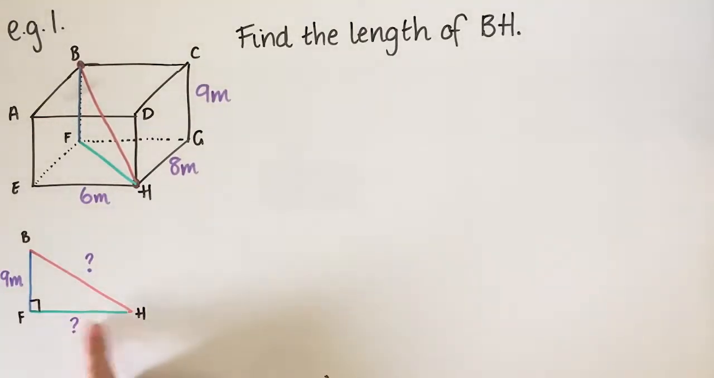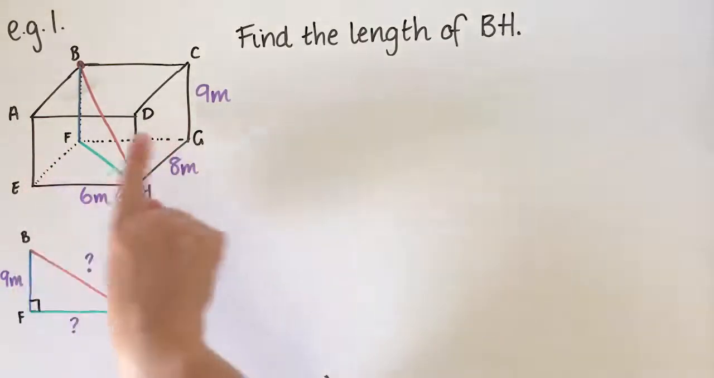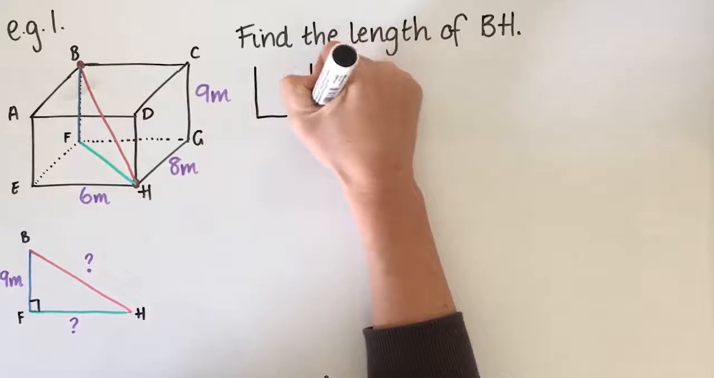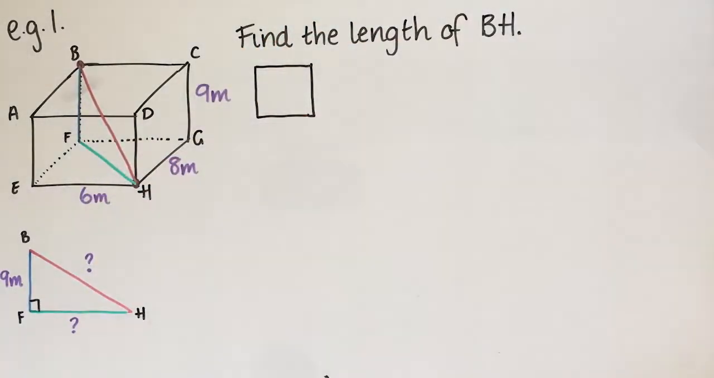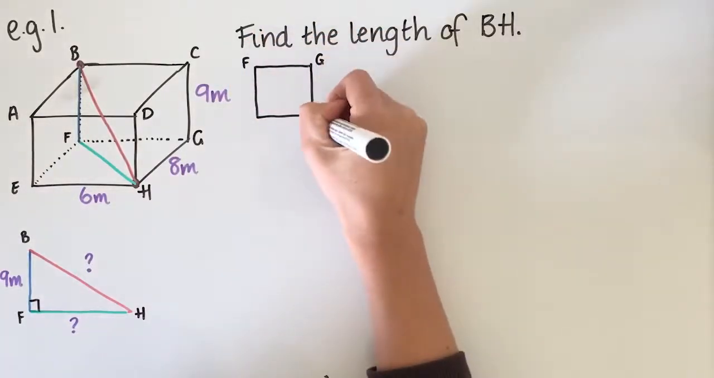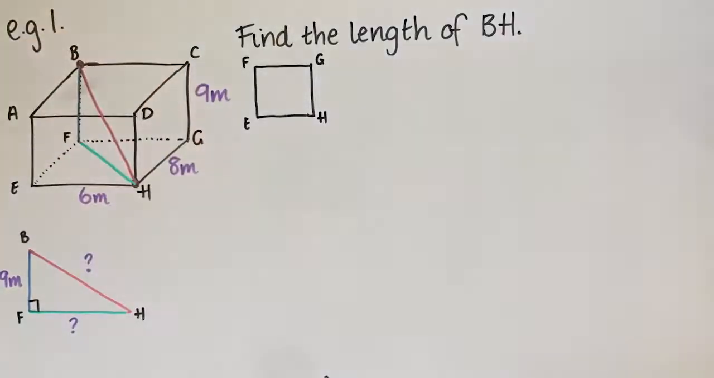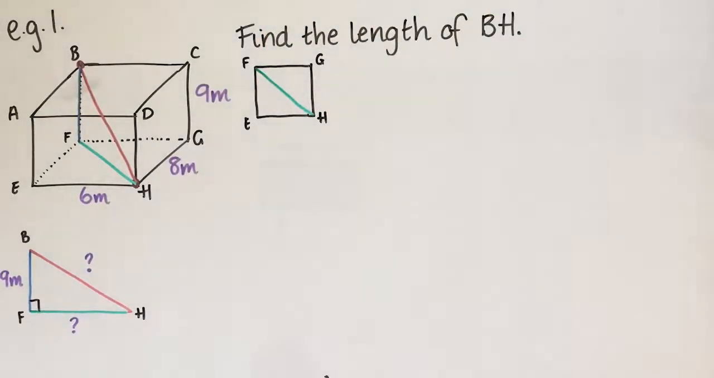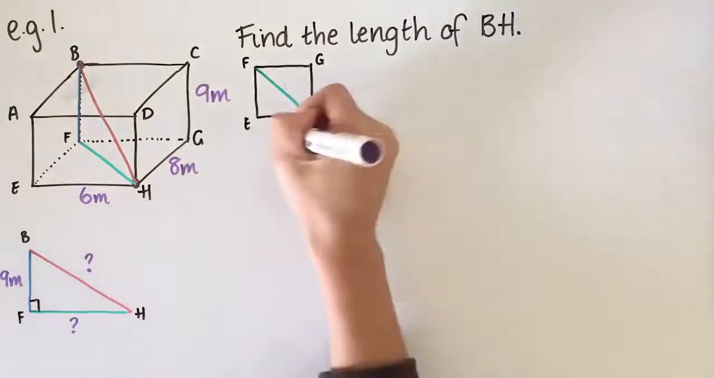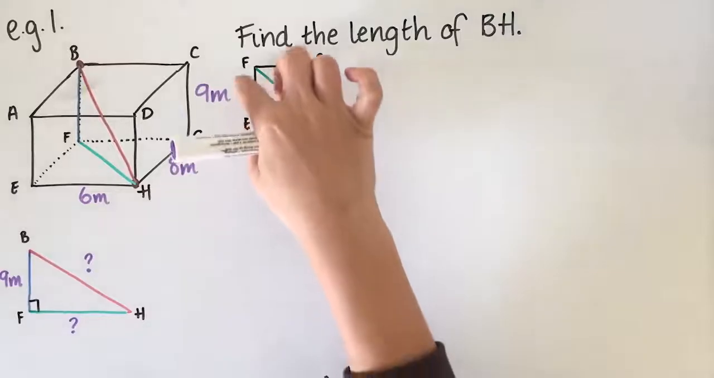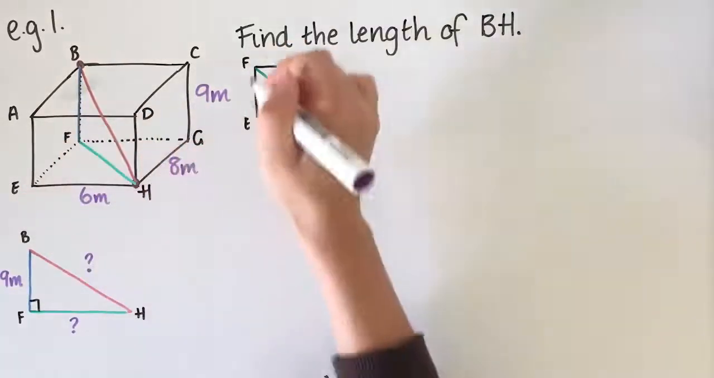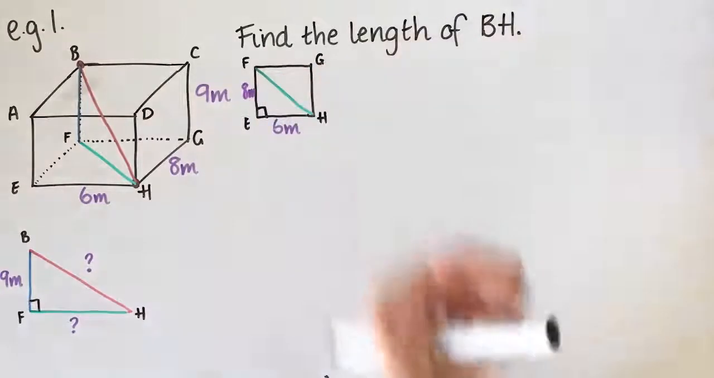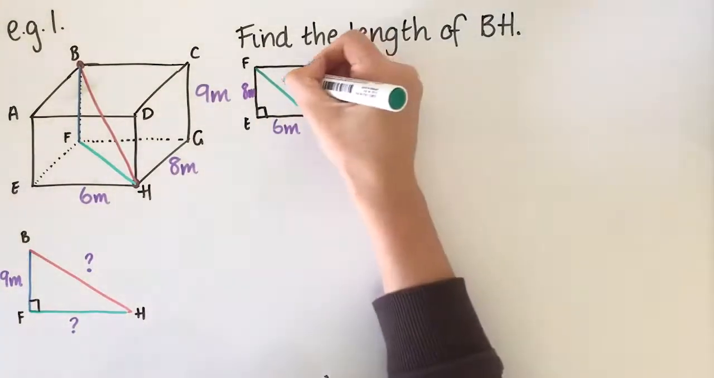So in order to be able to find out what this green side is, I actually need to look at the base of this rectangular prism. So if I look at the base of my rectangular prism, the base of my rectangular prism is like this. So I've got F, G, H, and E. Like if I was looking down on top of that, and the length I'm trying to find is this one that cuts through here. Okay. Now some of these lengths I already know. So I know E to H is 6 meters. And I know E to F is going to be the same as this side. So that's going to be 8 meters on that side there. Okay. And what I'm trying to find is F to H. So I'm trying to find this one here. I don't know what this one is.